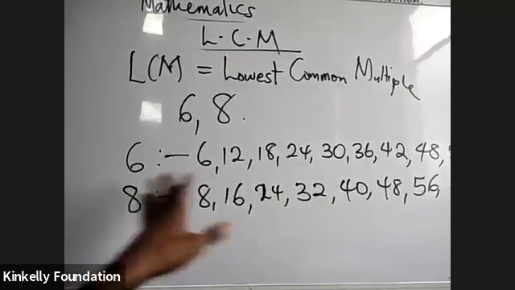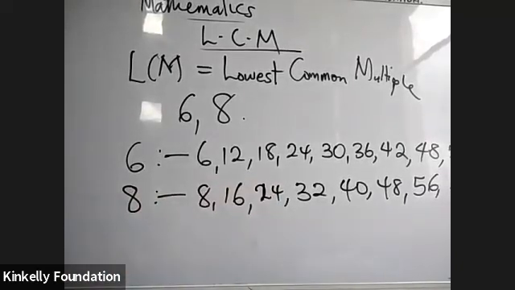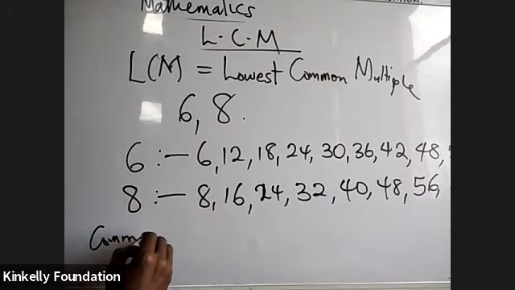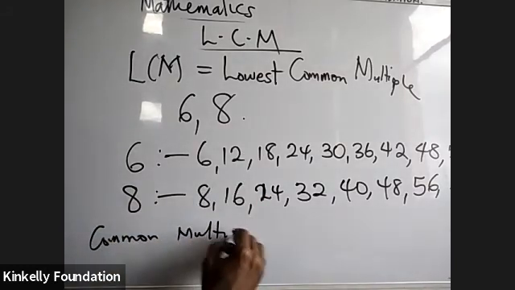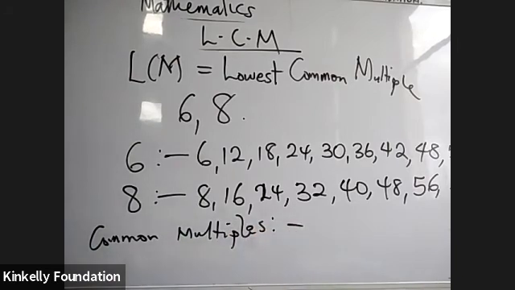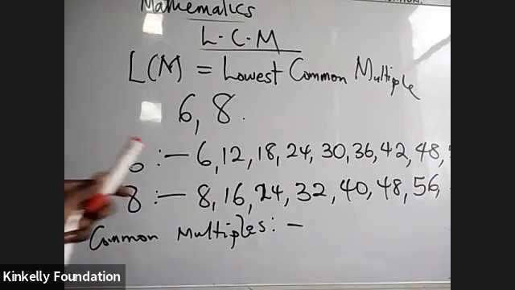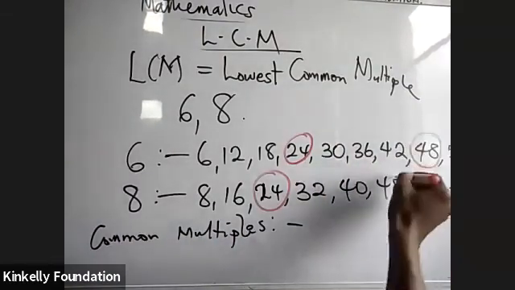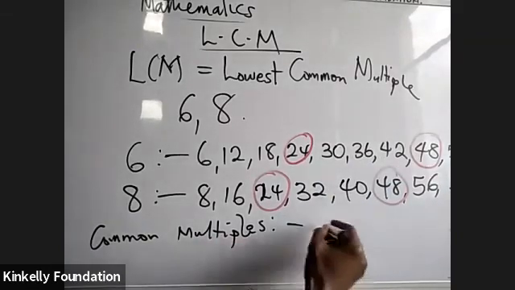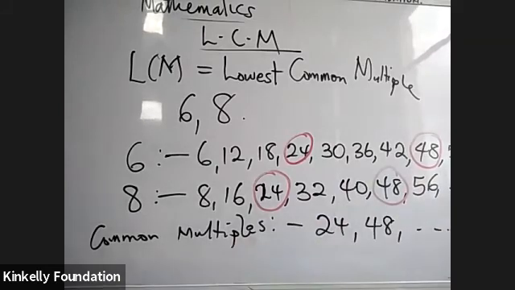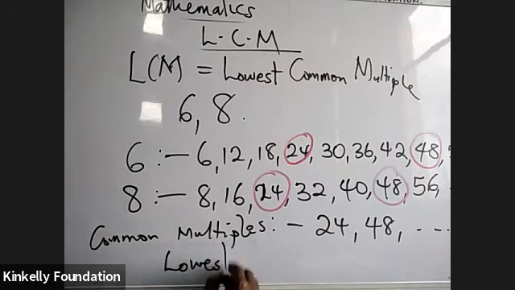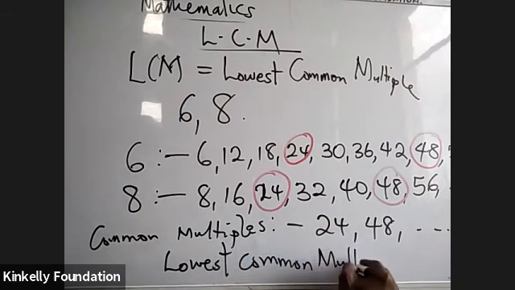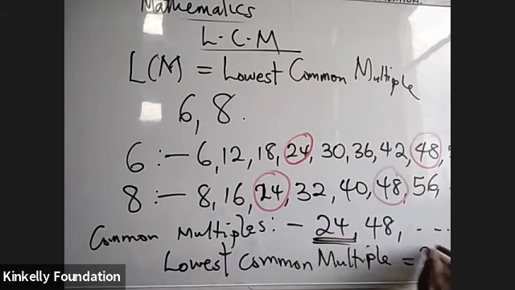Now, assuming that we have some multiples of 6 to be 6, 12, 18, 24, 30, 36, and so on, and we also have multiples of 8 to be this. Now, what are their common multiples? There are multiples you find here, and you also find here. Let's pick the common multiples. You find them in 6 and you find them in 8. We have this one, we have this one, as the case may be. Now we have 24 and 48. Now, among these common multiples, the lowest of them all, the lowest common multiple is what? 24.